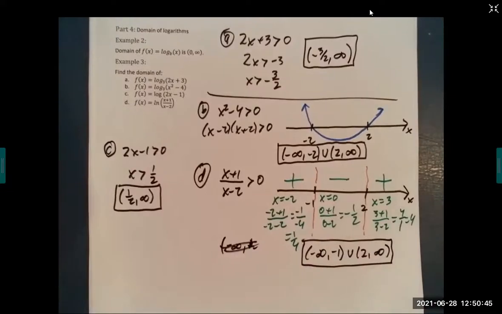Welcome to logarithms. They're new, they're different. Hopefully we can get kind of used to them.